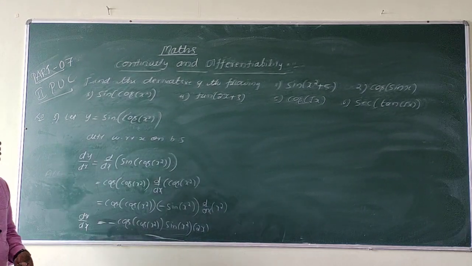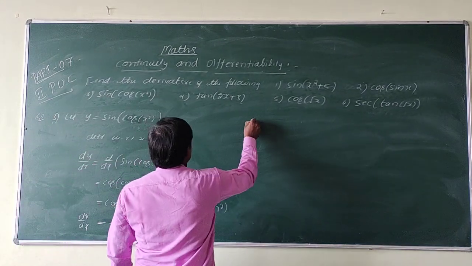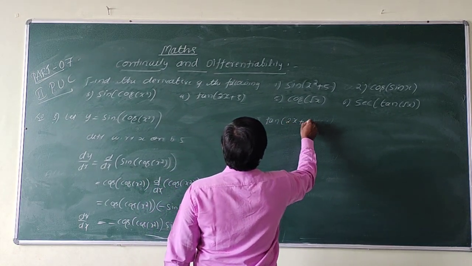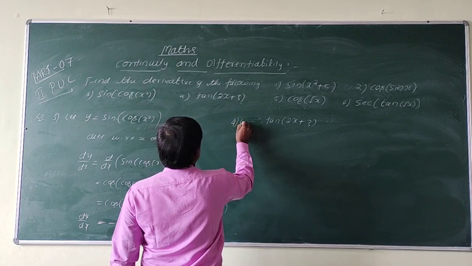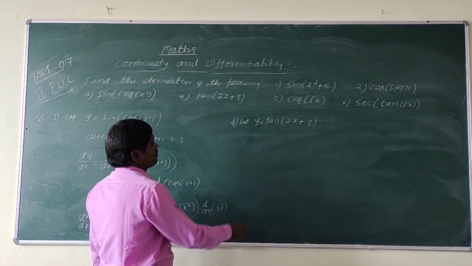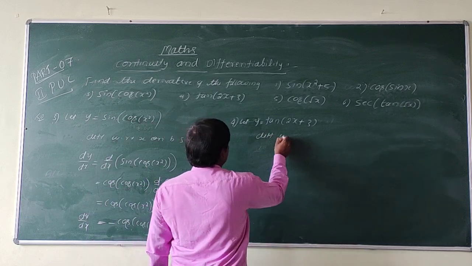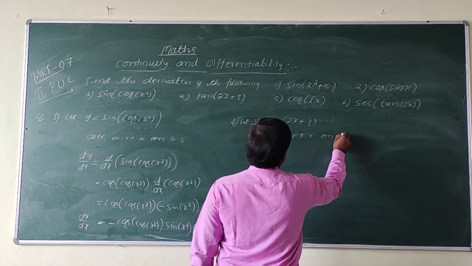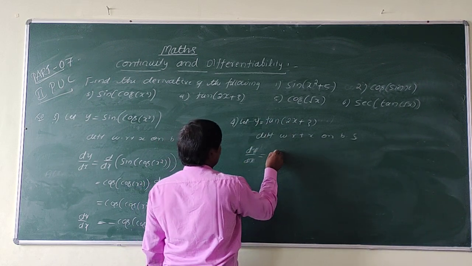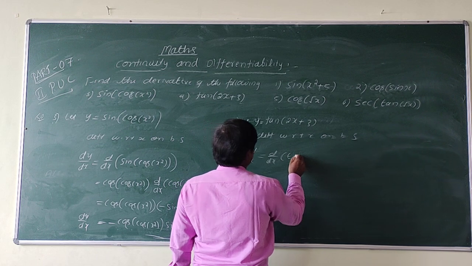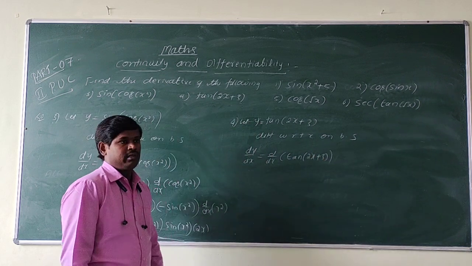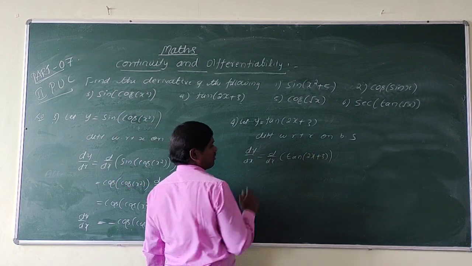Okay, so right now, next fourth question, that is tan of 2x plus 3. So let y is equal to tan of 2x plus 3. So differentiate with respect to x on both sides. Then we get dy by dx is equal to dy by dx of tan of 2x plus 3 in brackets. Okay, see here open bracket, this is close bracket.